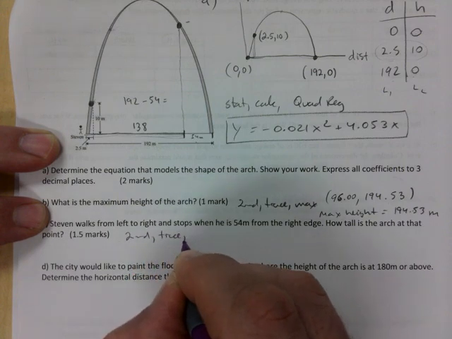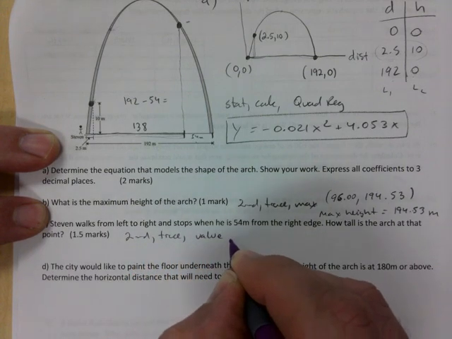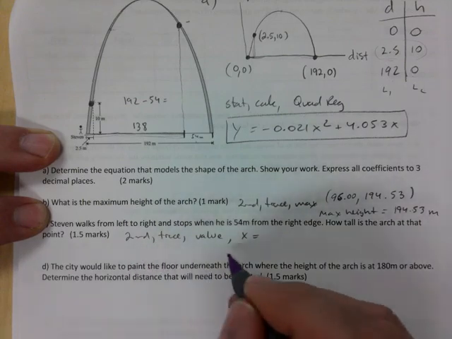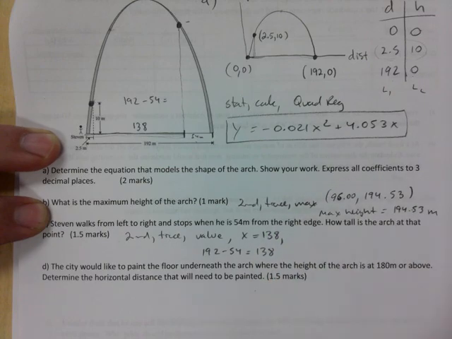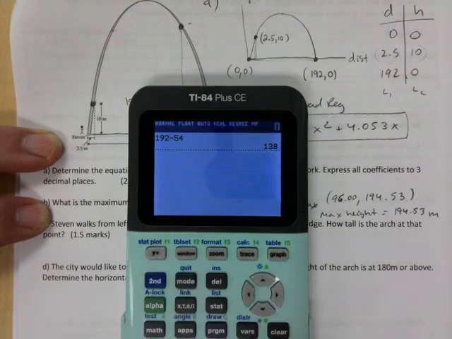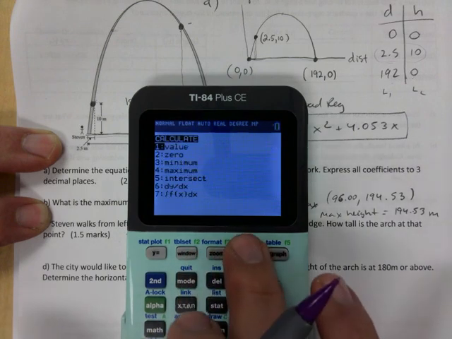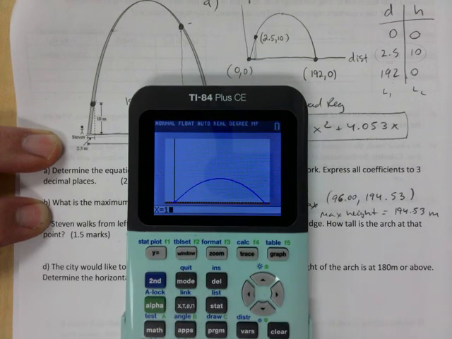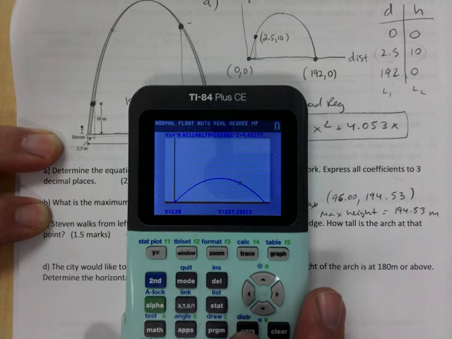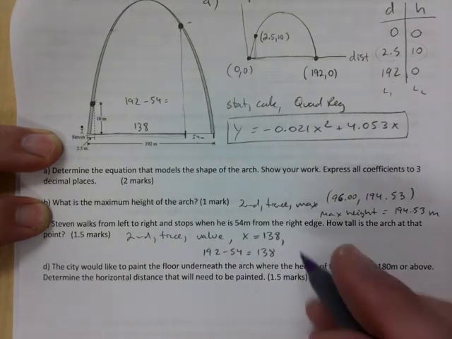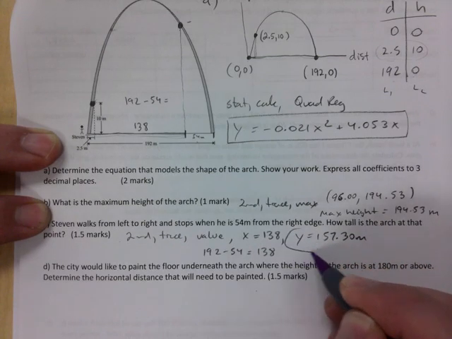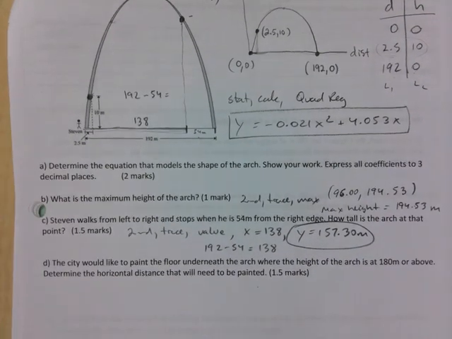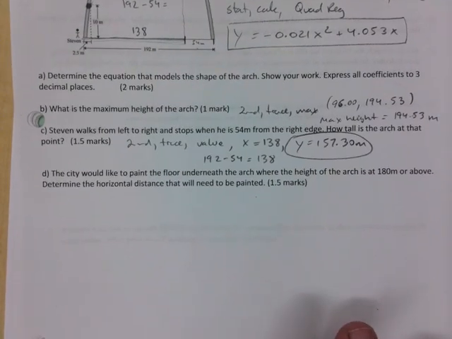Second trace value, x is equal to, and I'm going to go 192 minus 54, which is 138, and that goes in here. So second trace 1, and that's 138. That's 157.30. And just circle the answer clearly there, and so that would be it.